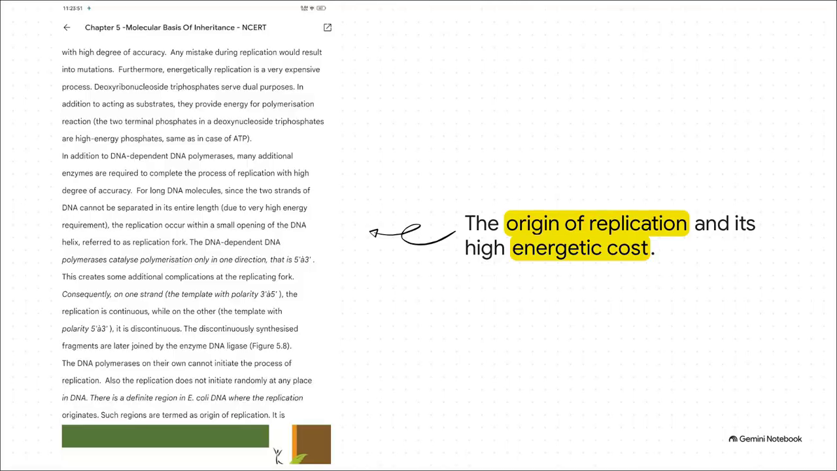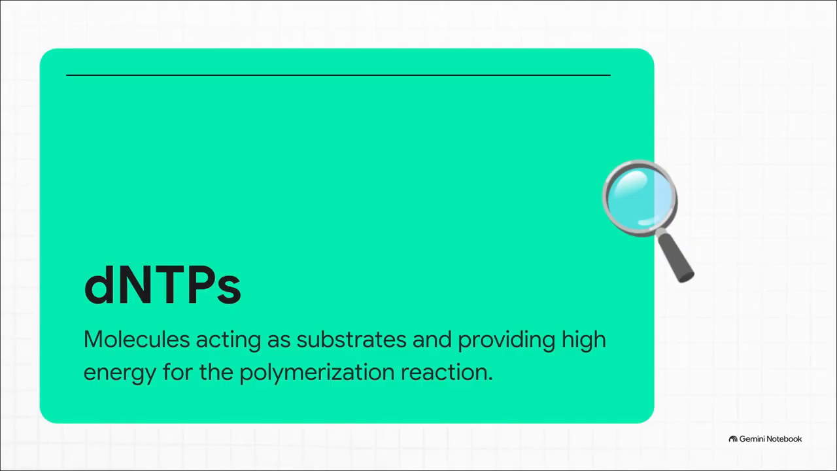And this actually grounds our whole cinematic scene in real, hard science. You see, this process doesn't just start randomly anywhere on the DNA. There's a very specific region where the replication originates, which, appropriately enough, is called the origin of replication. But here's the catch. Physically pulling apart these long, intertwined strands of DNA takes a massive amount of energy. It's a hugely expensive energetic process for the cell to run. So, how exactly does the cell foot that massive energy bill?